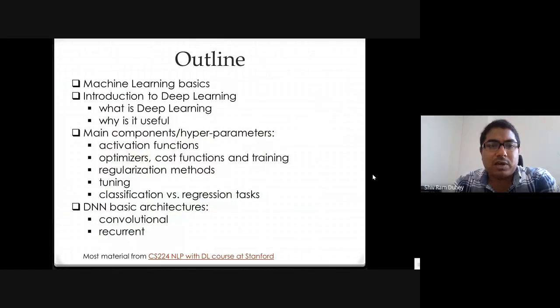So for this talk, a quick outline is we will just have the basics of machine learning, just a quick look, and then we will go through an introduction of deep learning and some aspects related to deep learning, like some activation functions, optimizers, some regularization methods, tuning, and some basic architectures, like convolutional or recurrent. And I will try to have the application in mind that is related to natural language processing. Though I belong to the computer vision area, still in my talk here, I try to restrict myself to NLP related problems.